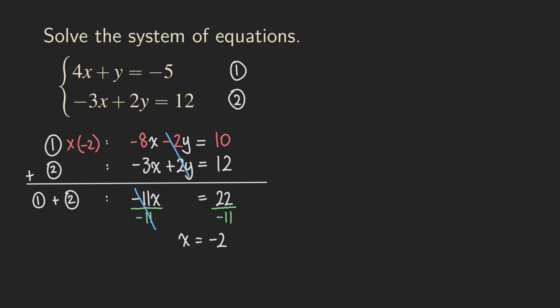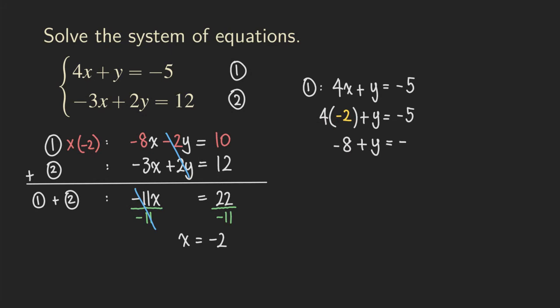Okay, so now going back to equation 1. We are going to get 4x plus y is equal to negative 5. And so now plug the negative 2 into the x. Then we are going to get 4 times negative 2 and then plus y. Y is the unknown here that we are solving for. Then we have the negative 5 on the other side. Okay, so what is 4 times negative 2? We get negative 8 plus y is equal to negative 5.